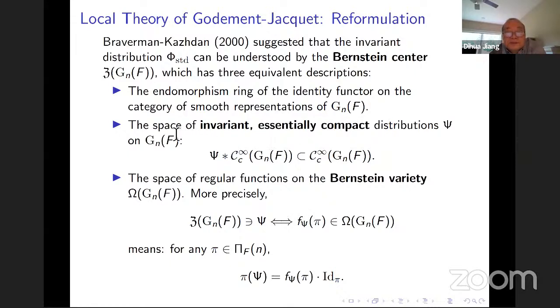Second, the space of invariant essentially compact distributions. So essentially compact means that convolved with a compact function, you get a compact function. And third, the space of regular functions on the Bernstein variety. So in other words, if you have a distribution in the Bernstein center, you get a regular function on this. The relation is that pi applied to this essentially compact invariant distribution gives this function times identity. That's from Bernstein's 1984 paper, Darling notes.